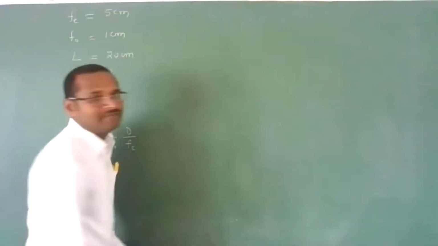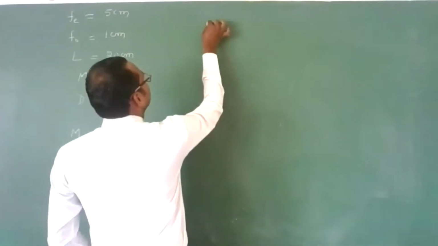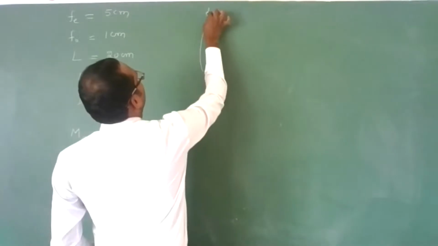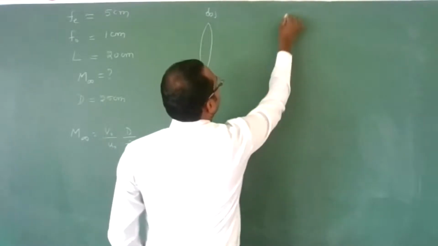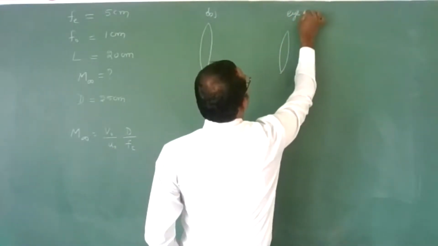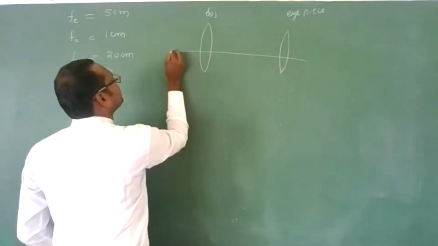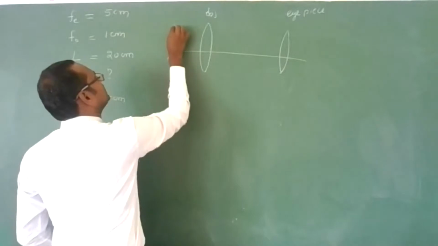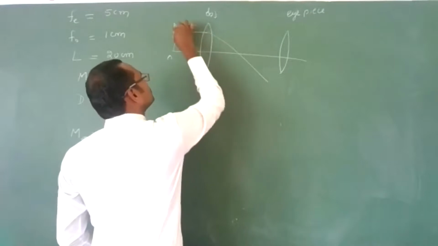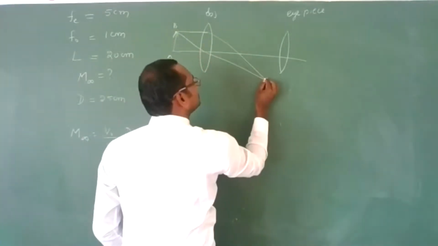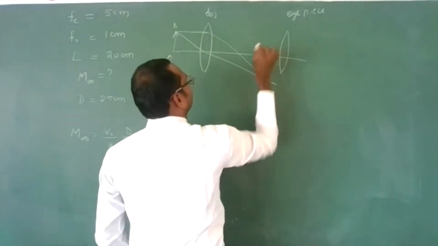Okay. Now see the diagram I have drawn. From the diagram only you will understand. This is the objective lens and this is the eyepiece. Here the object is AB and it will form its image here. A dash B dash, the image will form.